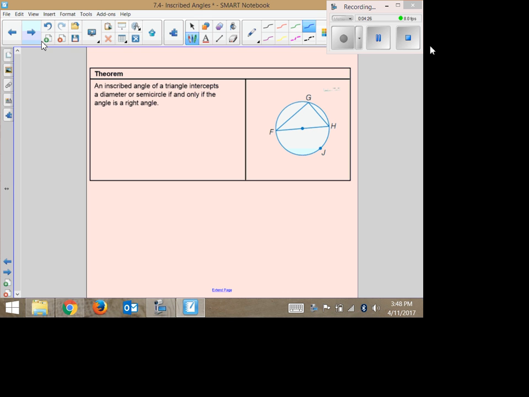All right, so another theorem: an inscribed angle of a triangle intercepts a diameter or semicircle if and only if the angle is a right angle. So that's saying here we have an inscribed angle and FH is a diameter. So that's saying that angle G is 90 degrees. If we think about it, all the way around from F to H is a semicircle, so that's 180 degrees. So half of that would be 90.